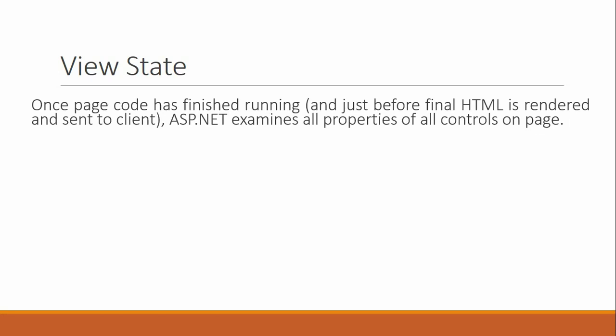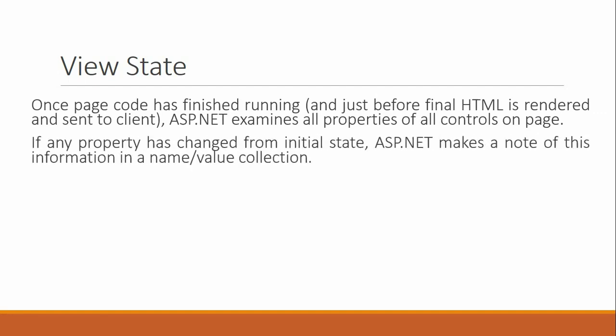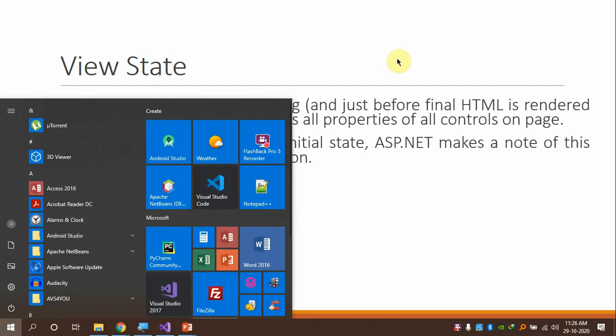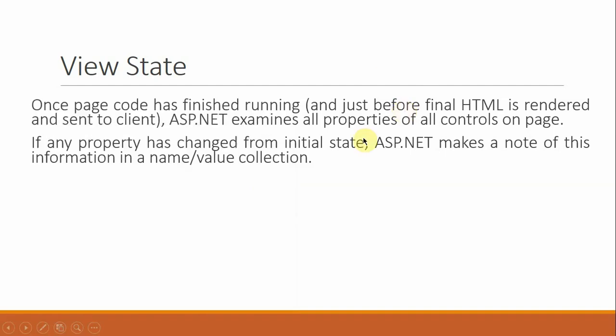Okay, so what ASP.NET does here is examine all properties of all controls on a page. On a page, I'm repeating it again, view state only stays with a particular page alone. All right, and if any property has changed from its initial state, for example if it was initially blank and you filled something in, when you submit the page and it re-renders itself and comes back to the browser, ASP.NET makes a note of what information has changed in a name value pair.